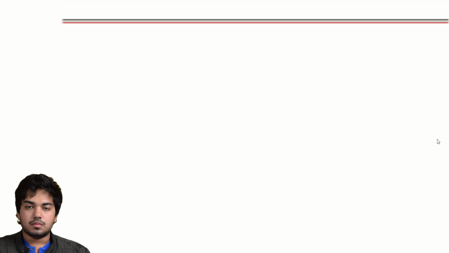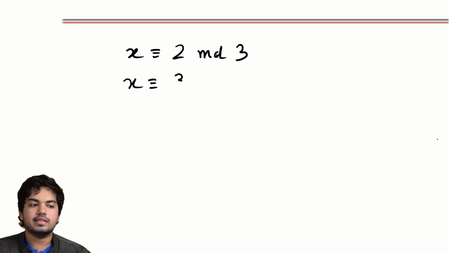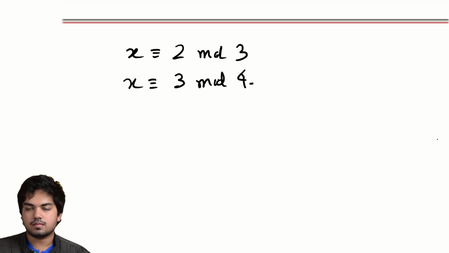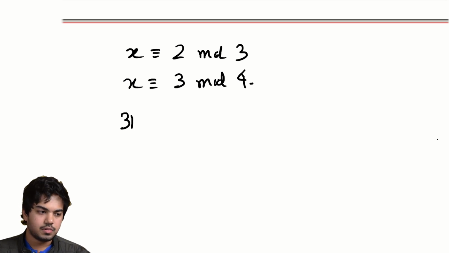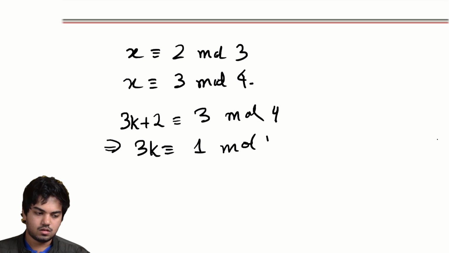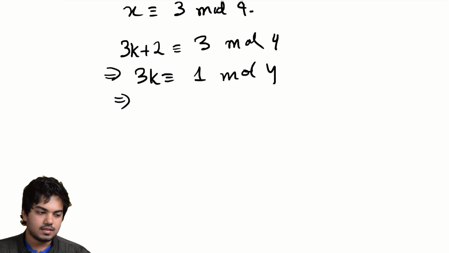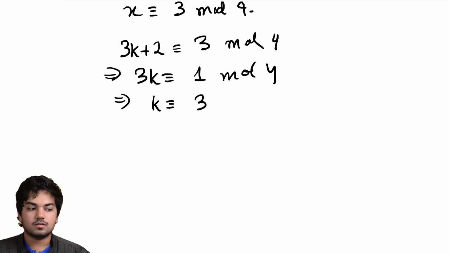So let's do an example. x congruent to, say, 2 mod 3 and x congruent to, say, 3 mod 4. I want to solve this. So I want 3k plus 2 congruent to 3 mod 4, which implies 3k is congruent to 1 mod 4. This is actually just asking what is the inverse of 3 mod 4, which implies that k is congruent to 3 mod 4.